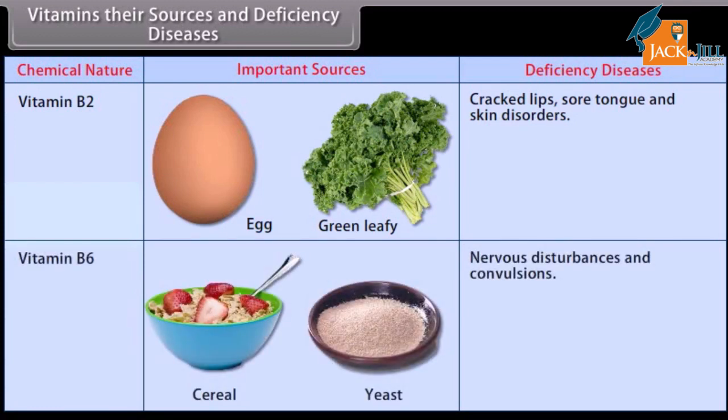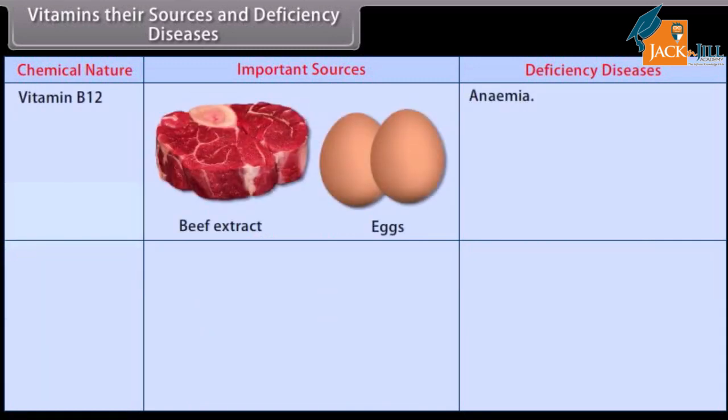Deficiency of vitamin B6 causes nervous disturbances and convulsions. Vitamin B12 is soluble in water and also contains cobalt. It is red crystalline in nature.